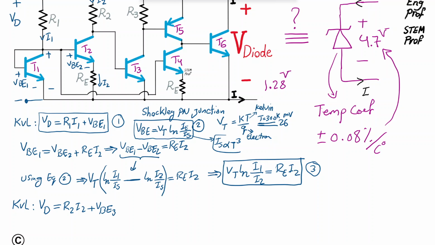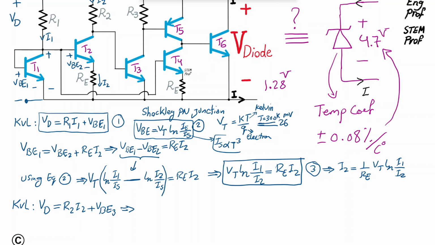Okay, so what I can do now here is I can just deal with the I2. So what I'm going to use is I am going to modify equation 3. So from equation 3 I can find the I2. So I2 is obviously 1 over RE and then VT ln I1 over I2. So I can just use that and substitute for I2 here.